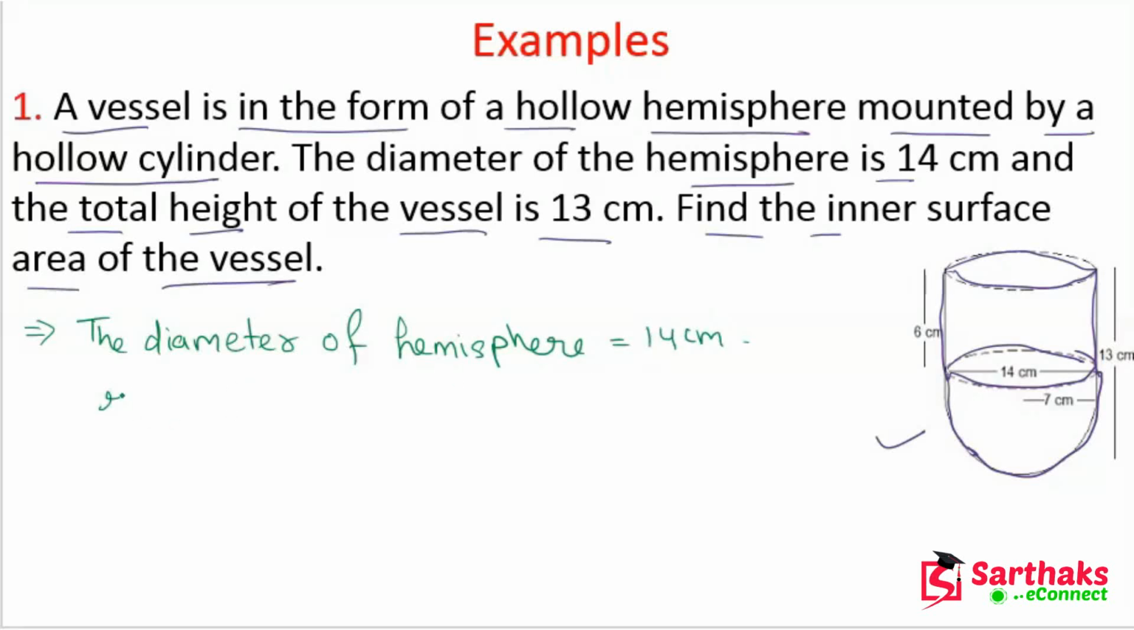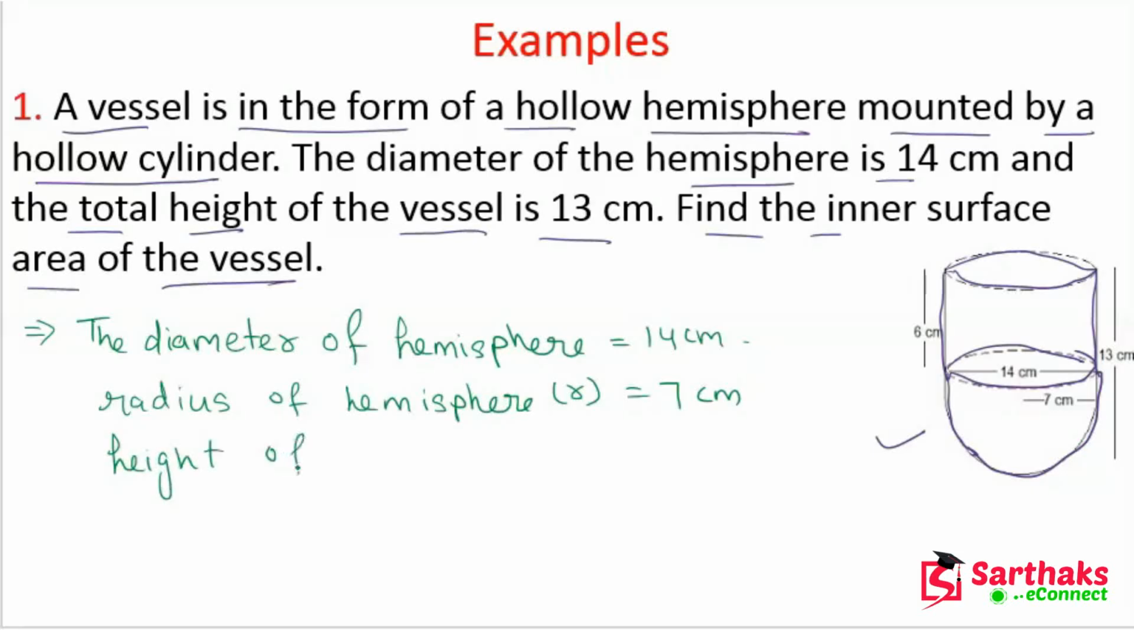Okay, so the radius is what? The radius of the hemisphere, which is represented as r, is equal to 7 centimeter. Okay, now my dear friends, height of the cylinder.